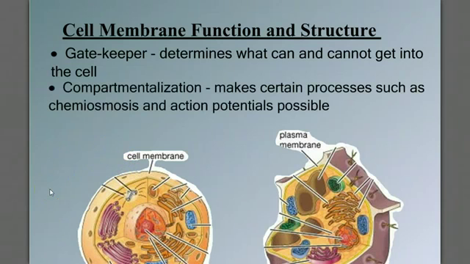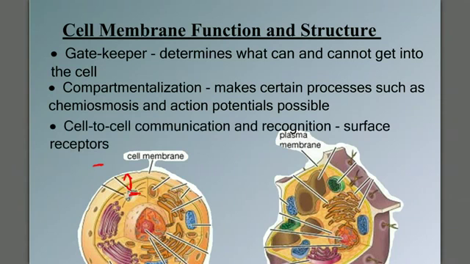The next function is compartmentalization. By creating a distinct internal and external environment, we allow for processes such as chemiosmosis and processes such as the action potential to be possible. But we have to have a distinct outside and inside with some barrier across which things can happen.